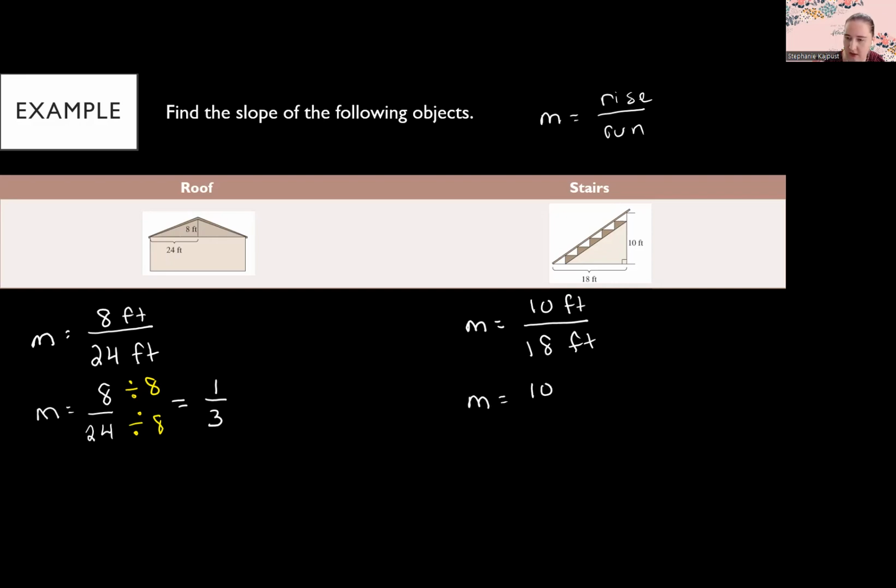Again, the units are canceling. We're getting 10 over 18, which you can reduce. I can divide both by 2, and that gives 5/9. Again, there are no units on this particular measurement because the units canceled out, but that is our measure of slope. Are there any questions on these two examples?